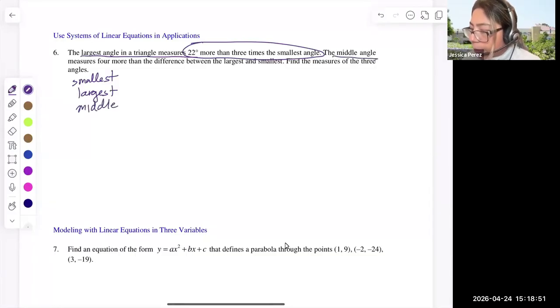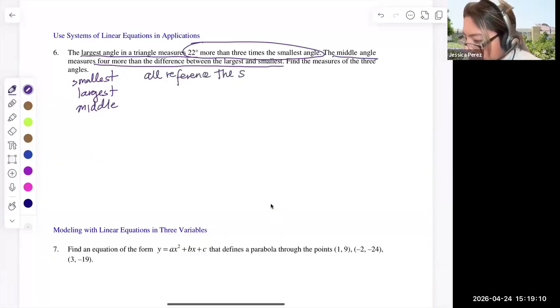So the middle angle measures 4 more than the difference between the largest and the smallest. Find the measures of all 3 angles. Notice that they all refer to a measurement of the smallest angle. So they all reference the small angle.